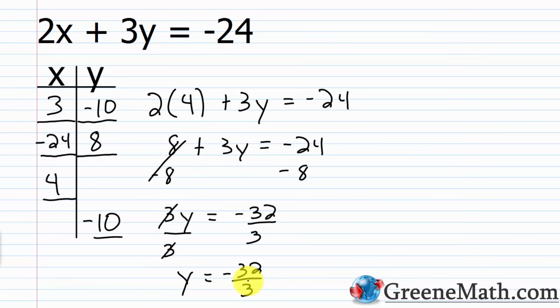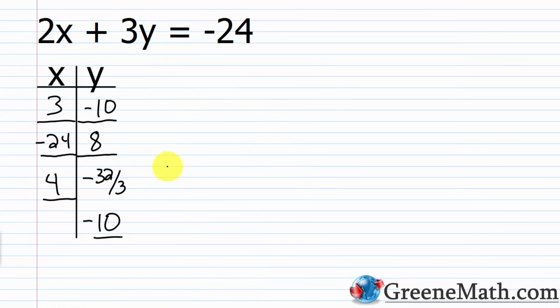And there's nothing I can do to simplify that. If I think about 32, that's 2 to the 5th power, right? I can't cancel any of those factors of 2 with this 3 here. So this is simplified. So our missing value for y would be negative 32 thirds. All right, so my ordered pair solution there would be 4, comma, negative 32 thirds.